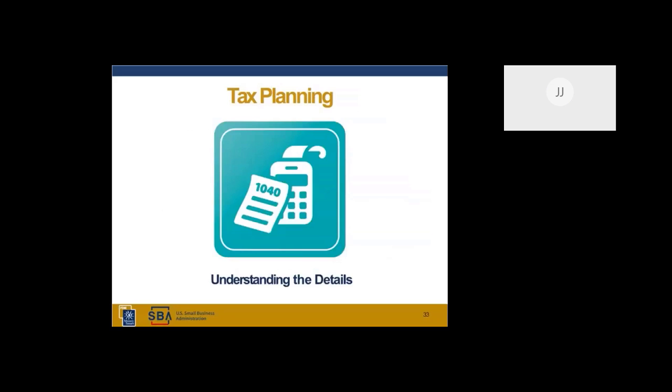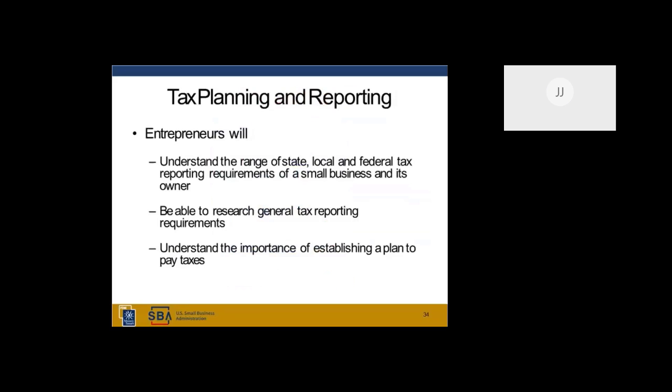The next module we're going to talk about briefly is tax planning, understanding the details. And obviously that's a pretty good tagline for this module. Understanding the details of taxes can be kind of complicated, but this module introduces participants to the tax requirements at the state, local, or federal levels, and helps them create some sort of plan to be able to pay their taxes. Of course, common taxes that impact a small business would be the income tax, employment taxes, any self-employment tax, sales tax, and the list goes on.